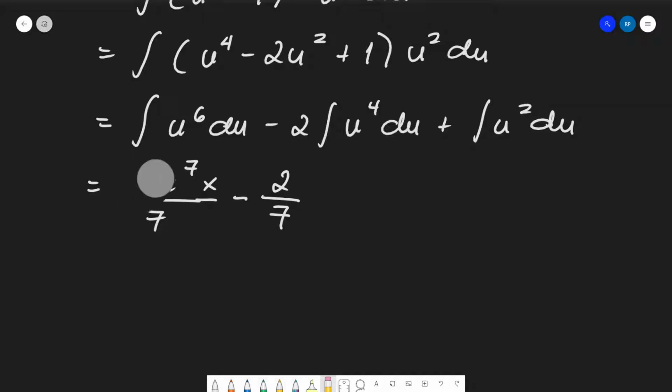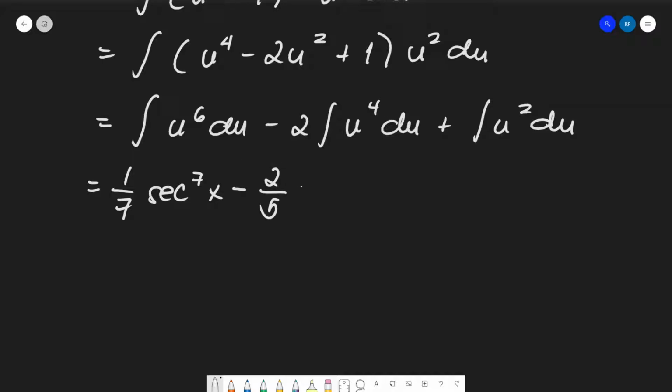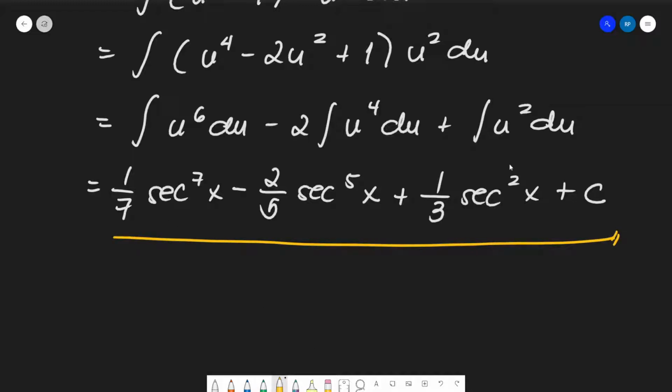Ayan. Minus 2 over 7. Pwede naman yung ganun na lang gawin natin, 1 over 7, secant to the 7th x, para mas malinis tignan. Then, di ba yung integral ng u to the 4th du is u to the 5th over 5. So we will have 2 over 5 secant to the 5th x plus 1/3 secant squared x plus c. Yan na yung final answer natin. Okay? So yan. That's for case number 2.